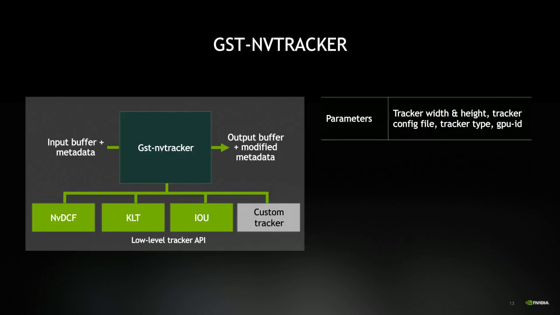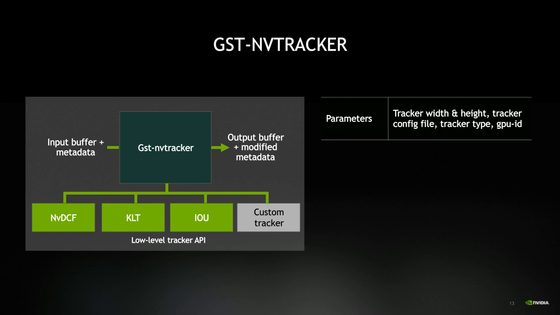This is a high-level view of the NVTRACKER plugin. The input to the plugin is the video buffers plus some metadata about the object. This would be the bounding box location of the detected objects. What comes out of this plugin is a buffer plus some modified metadata for the object ID. The way a tracker tracks an object is by assigning each object a unique object ID. This is added to the metadata field to distinguish one object from another.